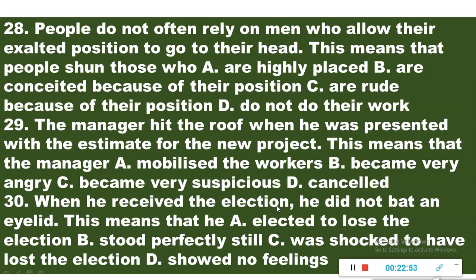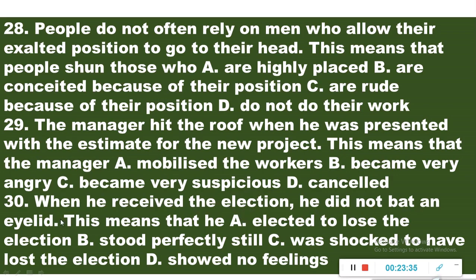When he received the election, I think the actual thing here, this is a typo, is when he failed the election or something like that. All right. Okay. When he received the election news, when he received the news that he had lost the election. All right, so that is the missing thing here. When he received the news that he had lost the election, he did not bat an eyelid.